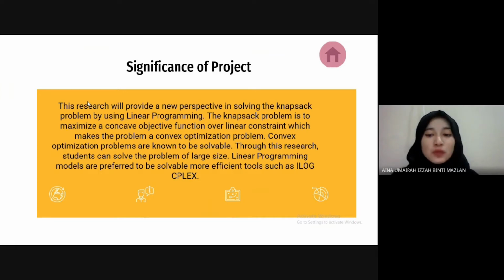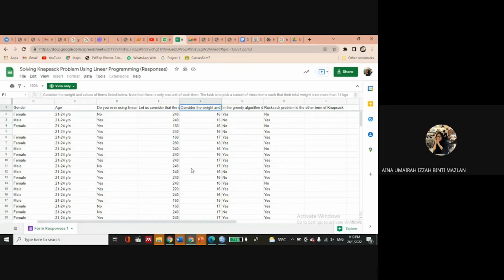More efficient tools such as ILOG, CPLEX. Next, we proceed to the data analysis and discussion. There are 7 questions prepared, including gender and age. The questionnaire will be distributed to the students, especially those who have taken the subject SMQ 3043. So, a total of 7 questions have been prepared, as I said before.